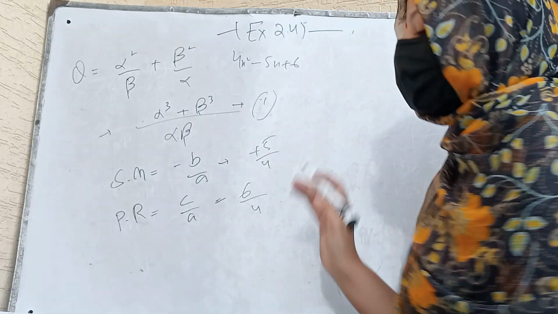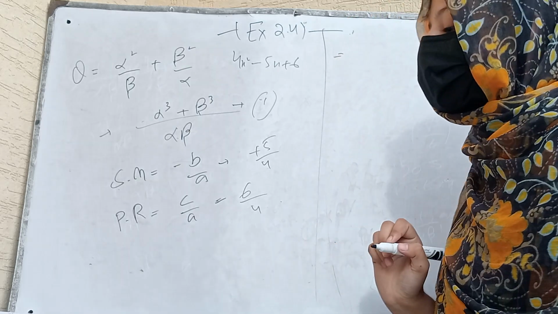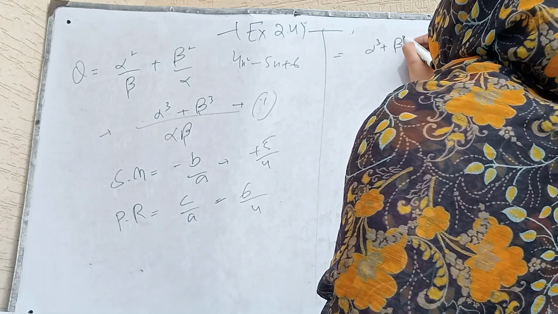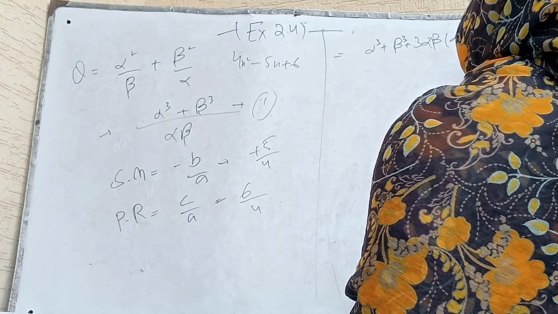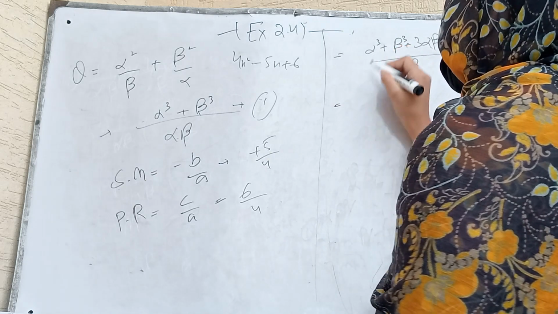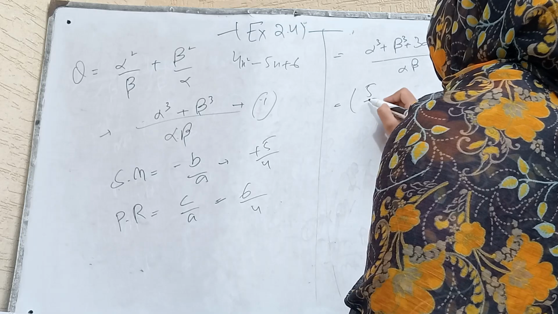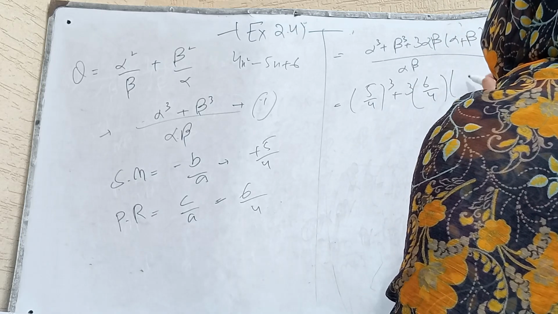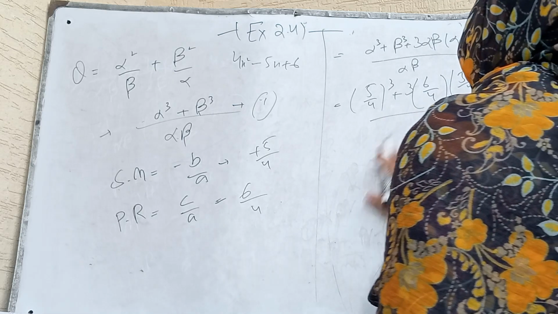So putting in this value, we have alpha cube plus beta cube. Open the formula, which is alpha cube plus beta cube plus 3 alpha beta, alpha plus beta, divided by alpha beta. So alpha cube plus beta cube, which is 5 by 4 whole cube plus 3, 6 by 4 and 5 by 4, divided by 6 by 4.